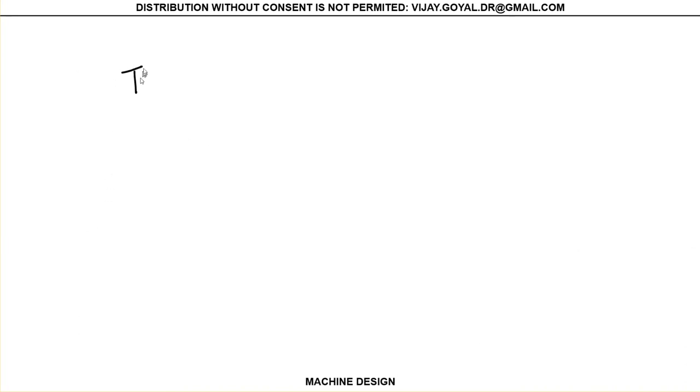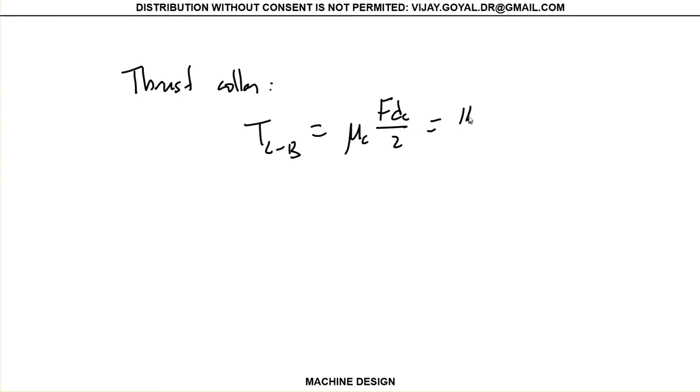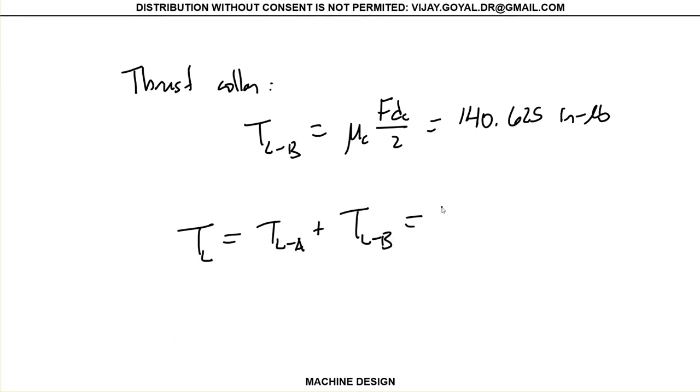Then the next contribution is the thrust collar contribution. When you lower, it's going to equal μc F Dc divided by 2, and that gives you 140.25 inch-pounds. And the total torque to lower would be TLA plus TLB. That gives you 16.90 inch-pounds.